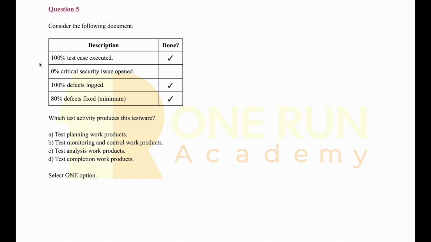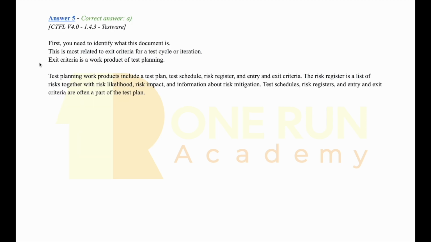Actually, it's a set of exit criteria for an iteration or test cycle. From this point, it's fairly straightforward. Ask yourself, which of the test activities produces the exit criteria? Of course, it's the test planning activity. Hence, the correct answer is A.